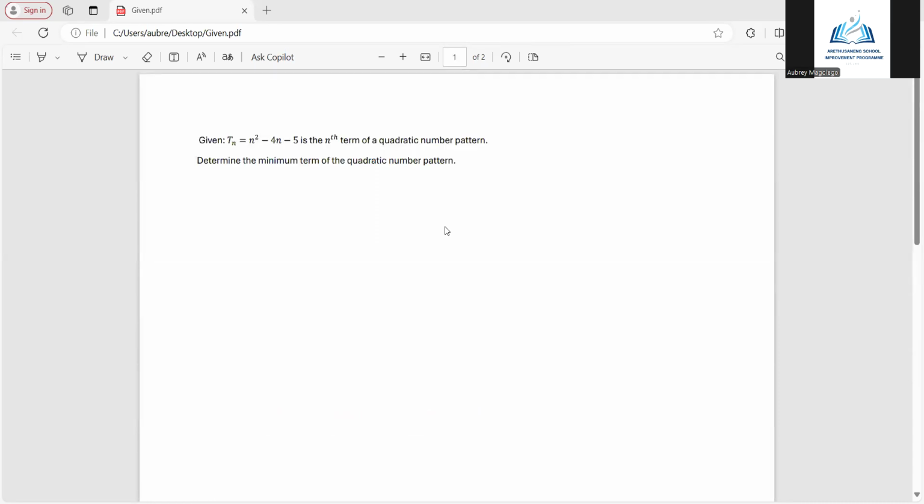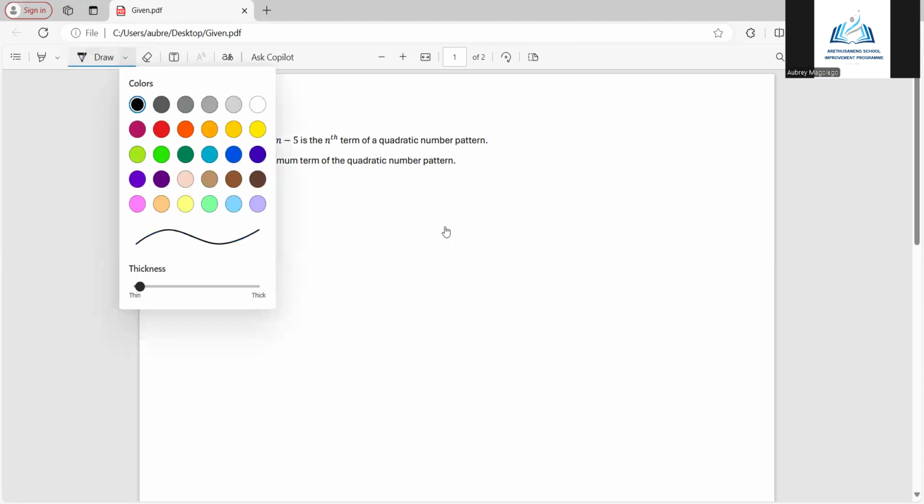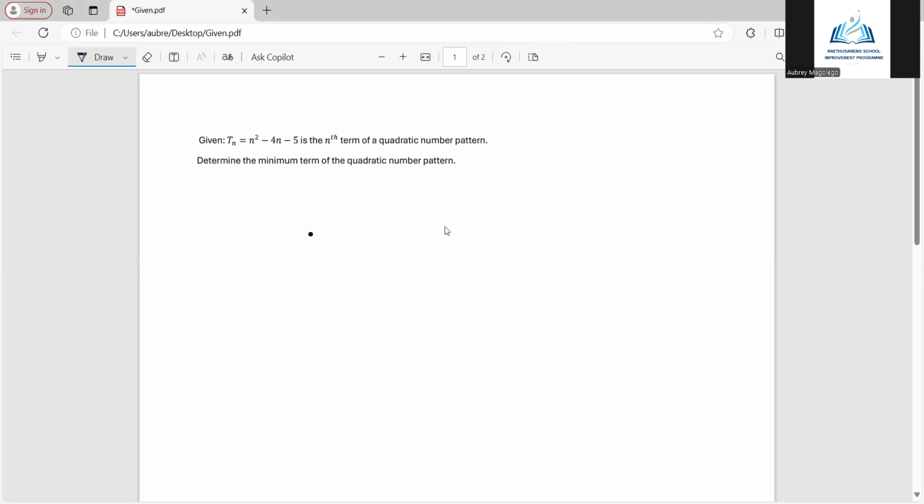So let's check what we can do for the first question. This is very, very simple. What we're going to do to find the minimum term of a quadratic number pattern: as you can check, the equation is a quadratic equation. So that equation can be a parabola graph. And we know that a parabola graph can either be concave up or concave down.